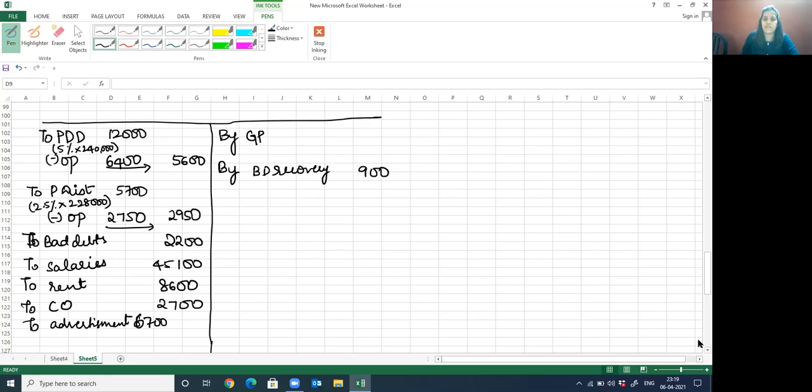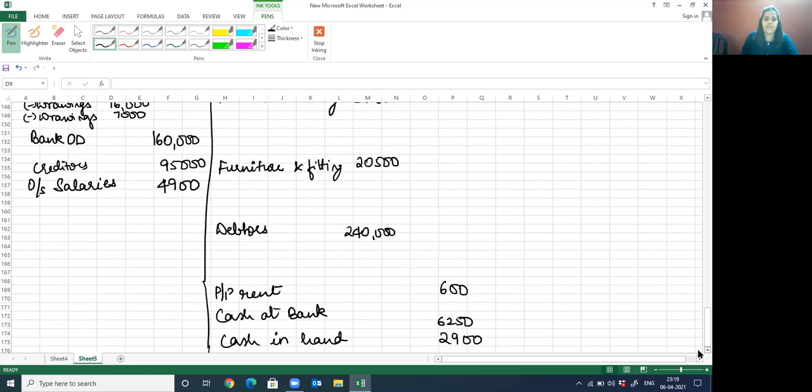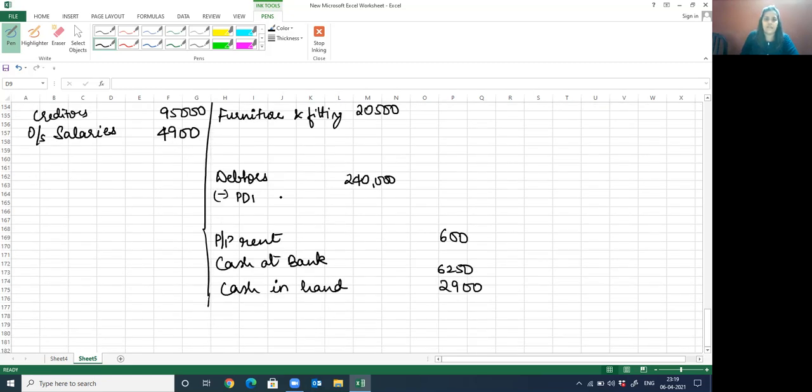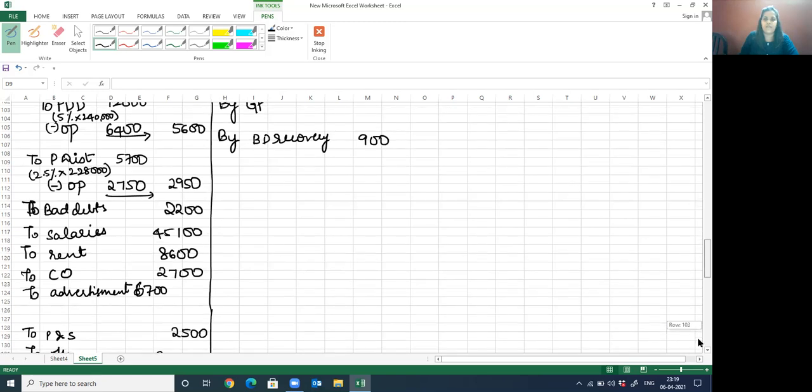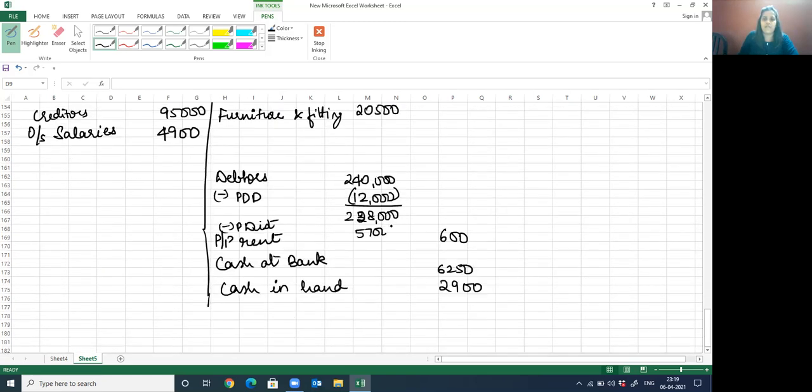So when you go to balance sheet, in debtors you minus PDD. So that is 12,000. So you get 2,28,000. Then you minus provision for discount, which you just calculated to be 5,700. And then you put the amount in out column. Okay. So that will be about 2,22,300.